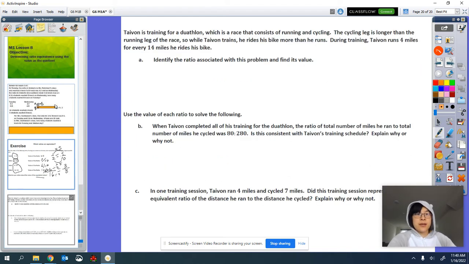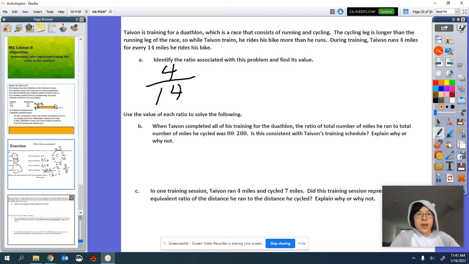Okay, so let's look. Tavion is training for a duathlon. The race is running and cycling. So he is cycling longer than he's running. He rides his bike more than he runs. During training, he runs 4 miles for every 14. So 4 to 14.